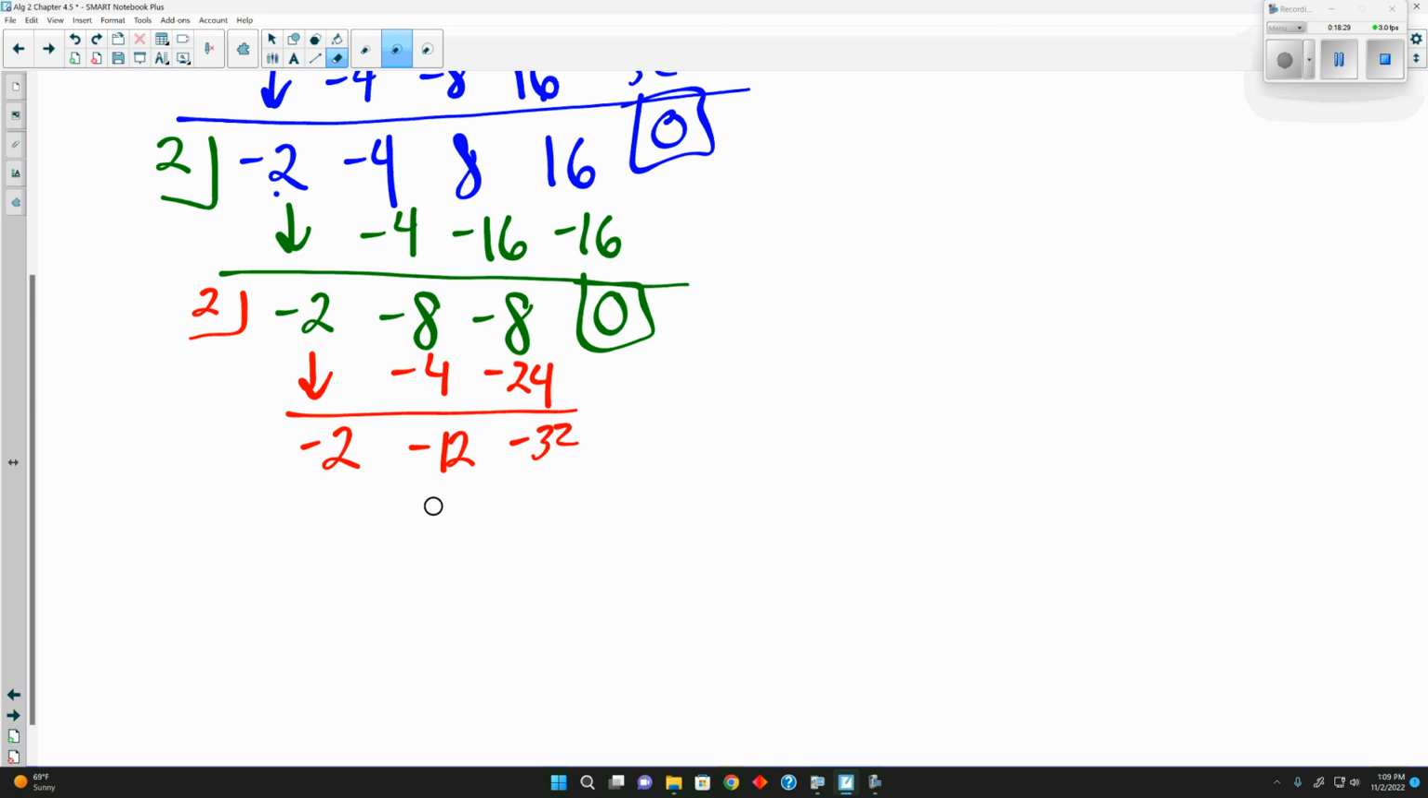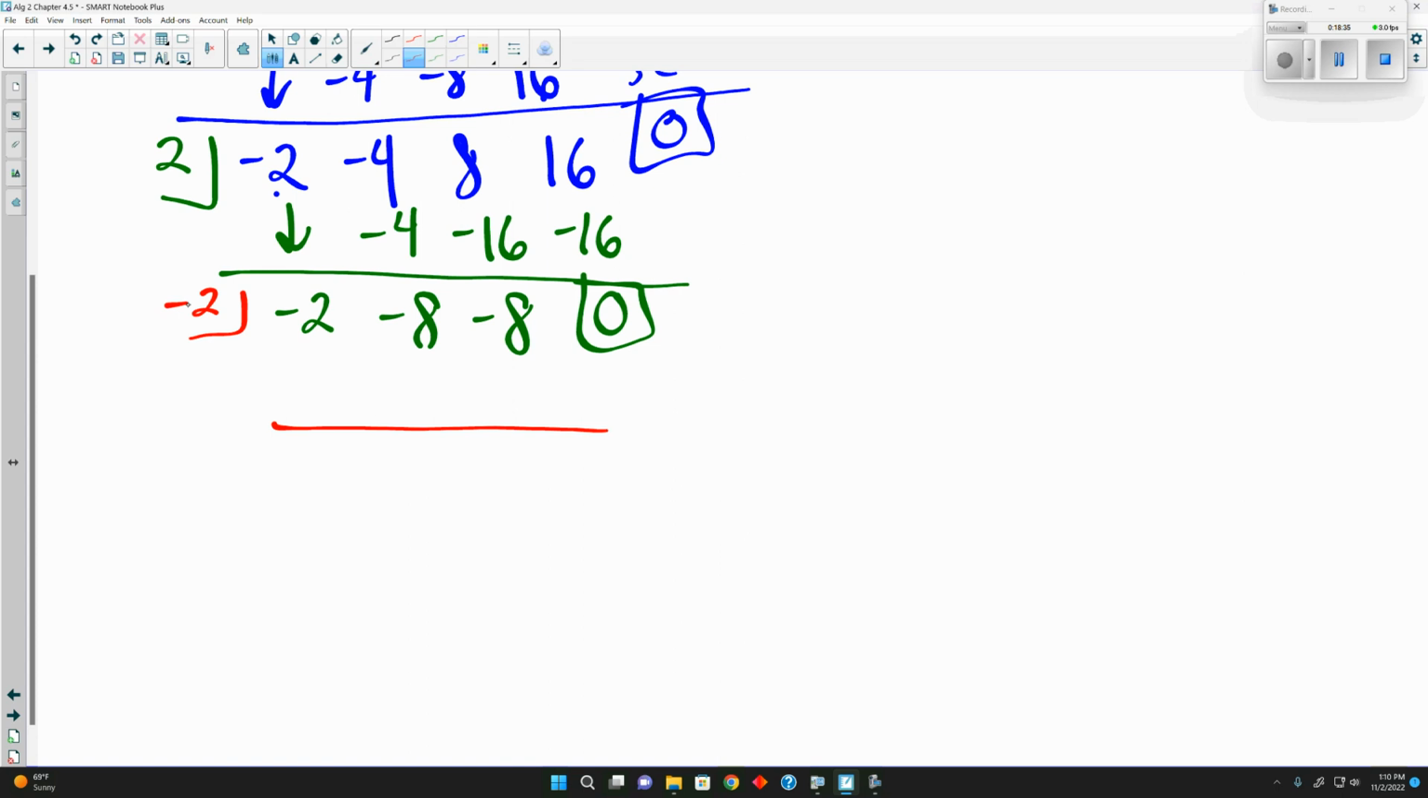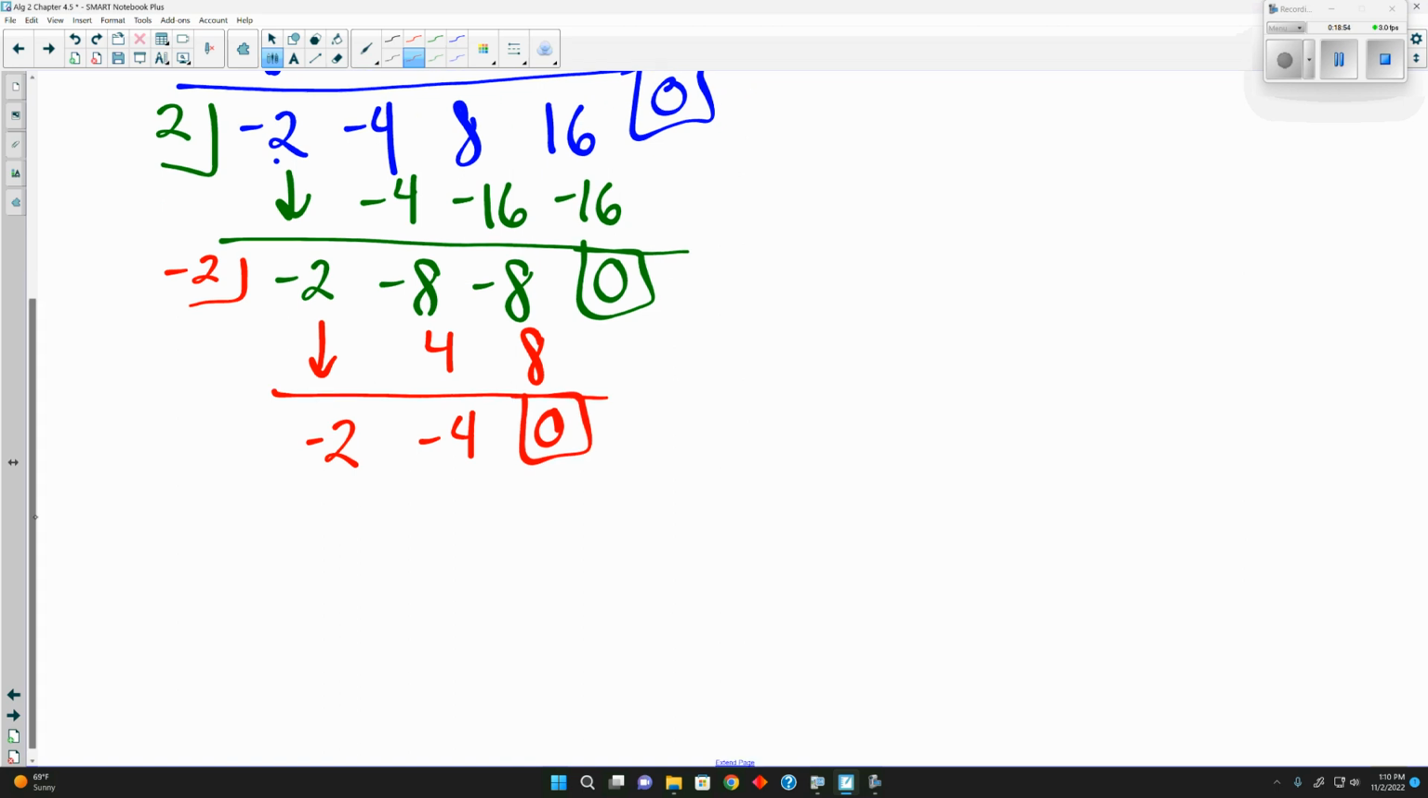So you can erase all this here. But we knew what was a solution. Negative 2. So I can bring down the negative 2, and it's going to change the remainder. Negative 2 times negative 2 is 4. Negative 8 plus 4 is negative 4, and negative 2 times negative 4 is 8, which does give us a remainder of 0.